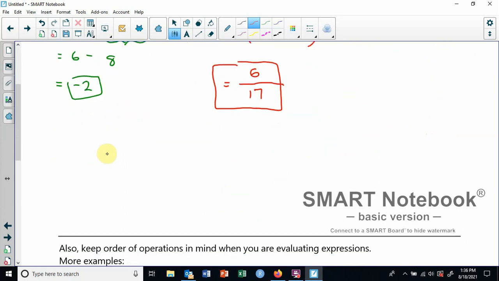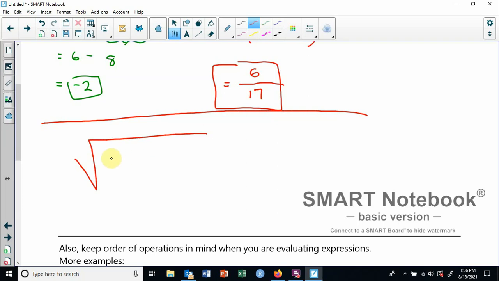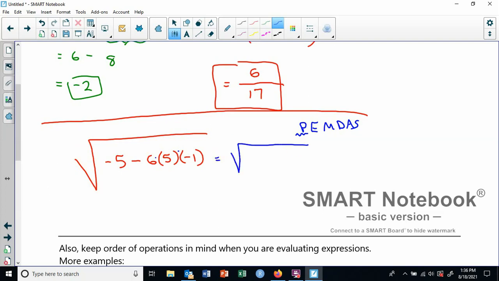Let's do one more order of operations example. Let's go with a big square root, and inside we're going to put negative 5 minus 6 parentheses 5 parentheses negative 1. Now these parentheses, there's nothing inside them. They're just there to mark multiplications. Okay, so let's run through order of operations. Now I asked for grouping symbols, and you say, well, there's actually a grouping symbol right here. We got to do everything inside the radical before we can take the square root. So that's just going to hang out there until the end.